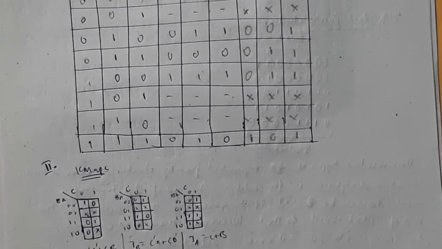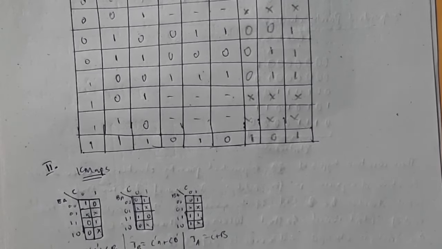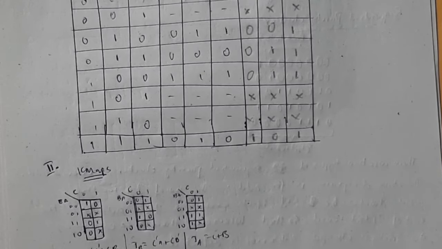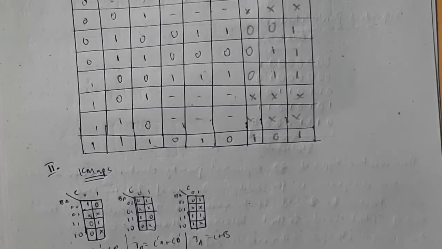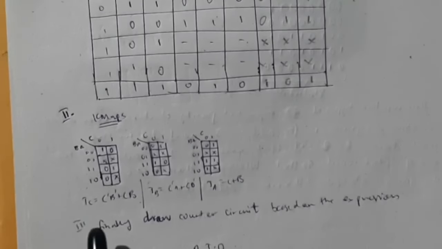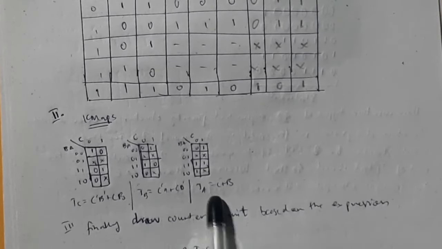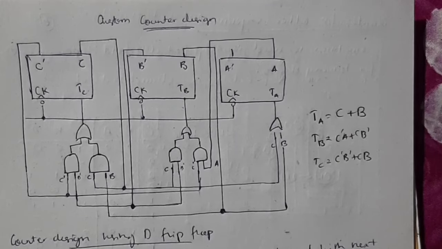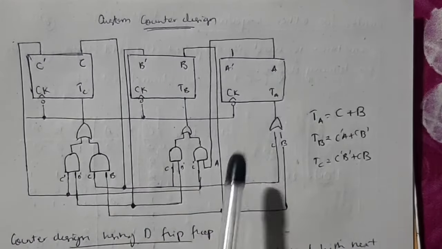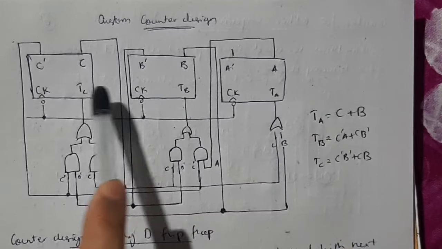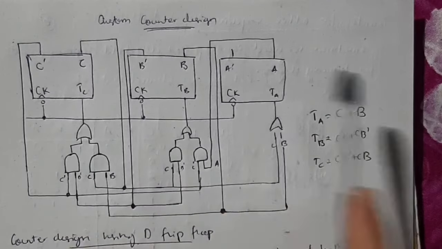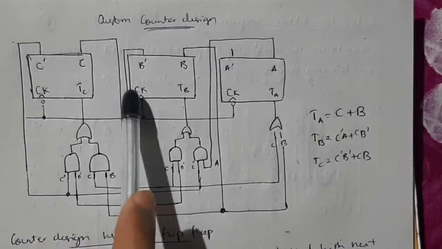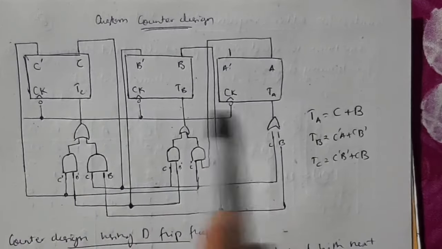Then after doing the K-map, you should make the equation after forming groups. After that you have to draw the counter based on this equation. Let's see how to do that. To design, you need to make 3 boxes here, and write TA, TB, TC at the bottom, and on top you will write A, A dash, B, B dash, C, C dash. Then this is the clock that is common for all.